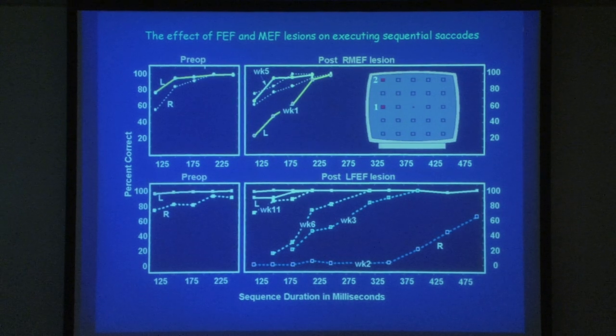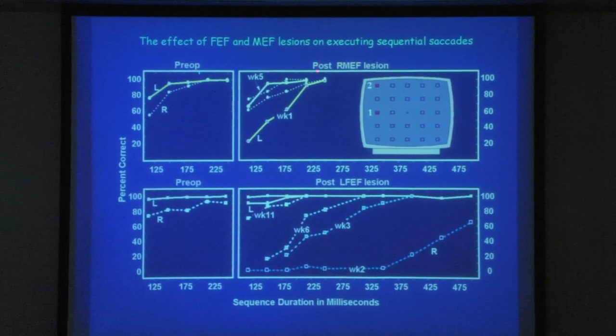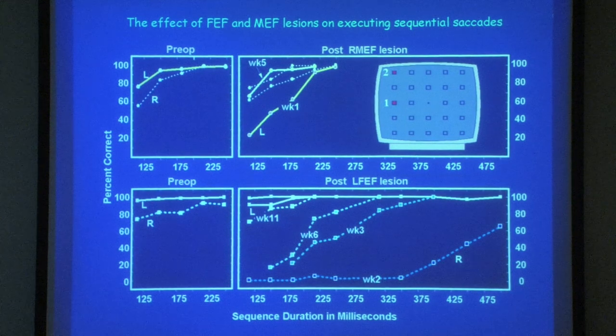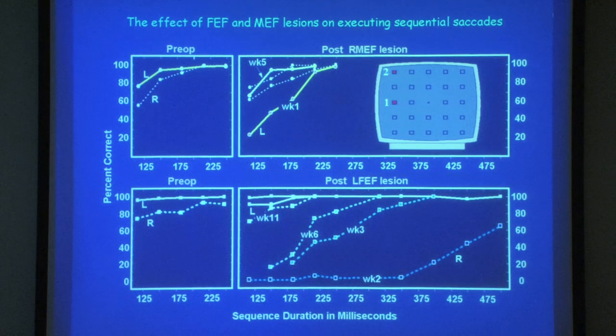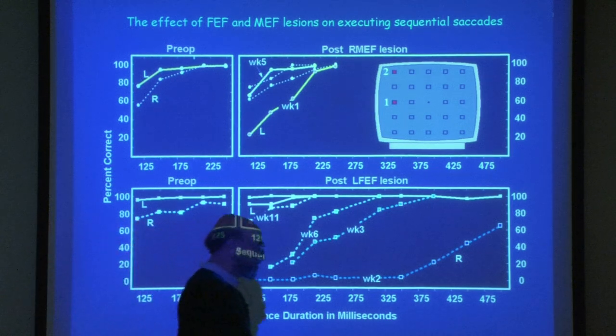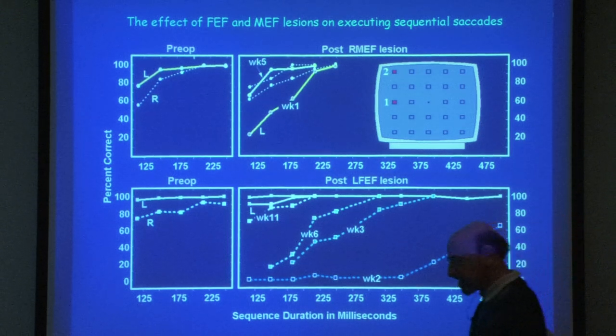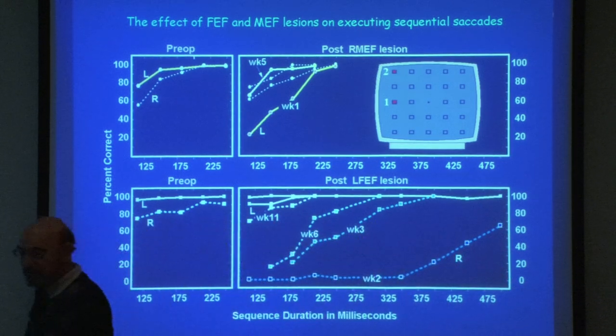what happens when you compare the effects of the frontal eye field lesion and a medial eye field lesion. And this is done over various sequence durations and for several weeks. What you find is that in both cases there is a recovery, but the effect is much, much more dramatic with the frontal eye field lesion than a medial eye field lesion. So indeed, we can say that the frontal eye fields play an important role in planning sequences of eye movements, which is sort of a higher level activity in executing saccadic eye movements.